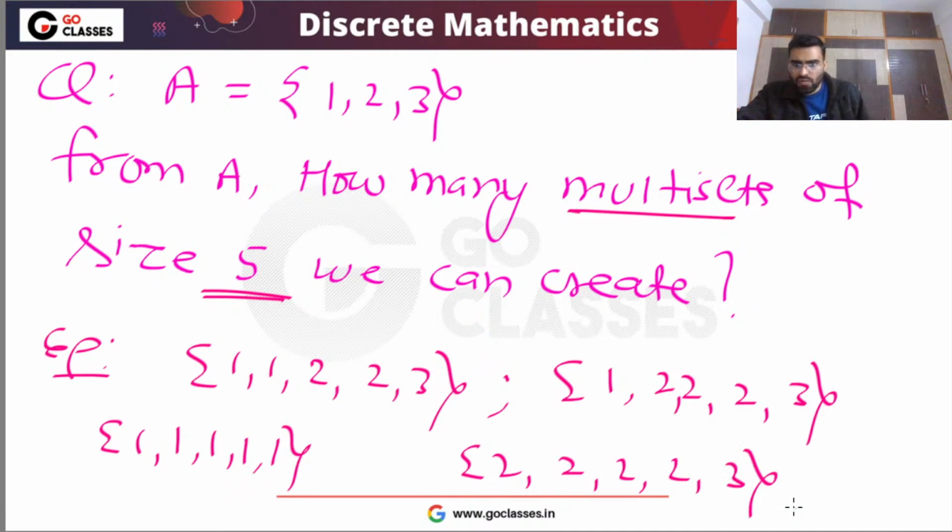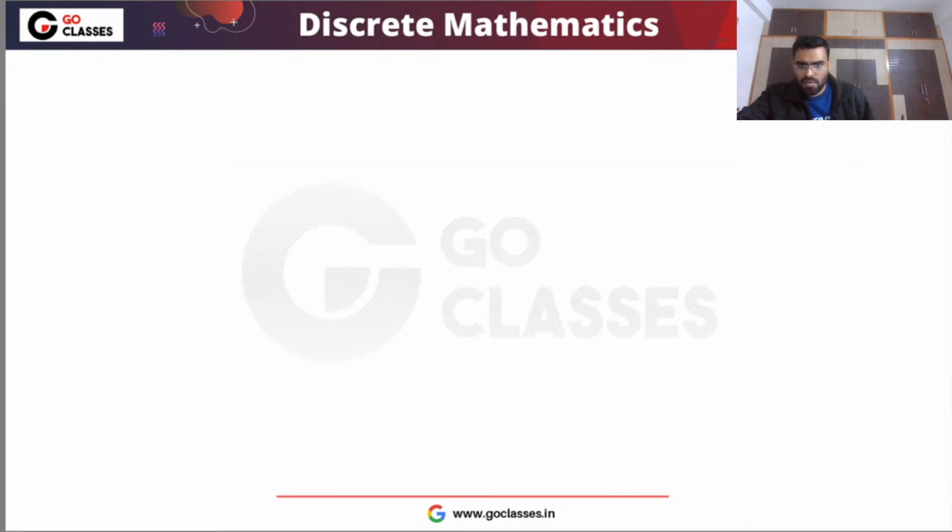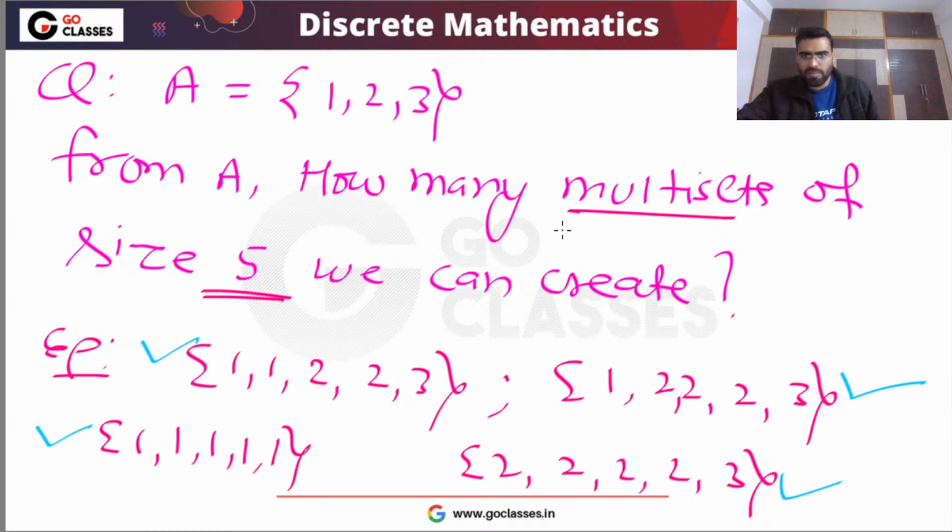So we have to count all of them. We have to count multisets of size 5. How many multisets are there of size 5?